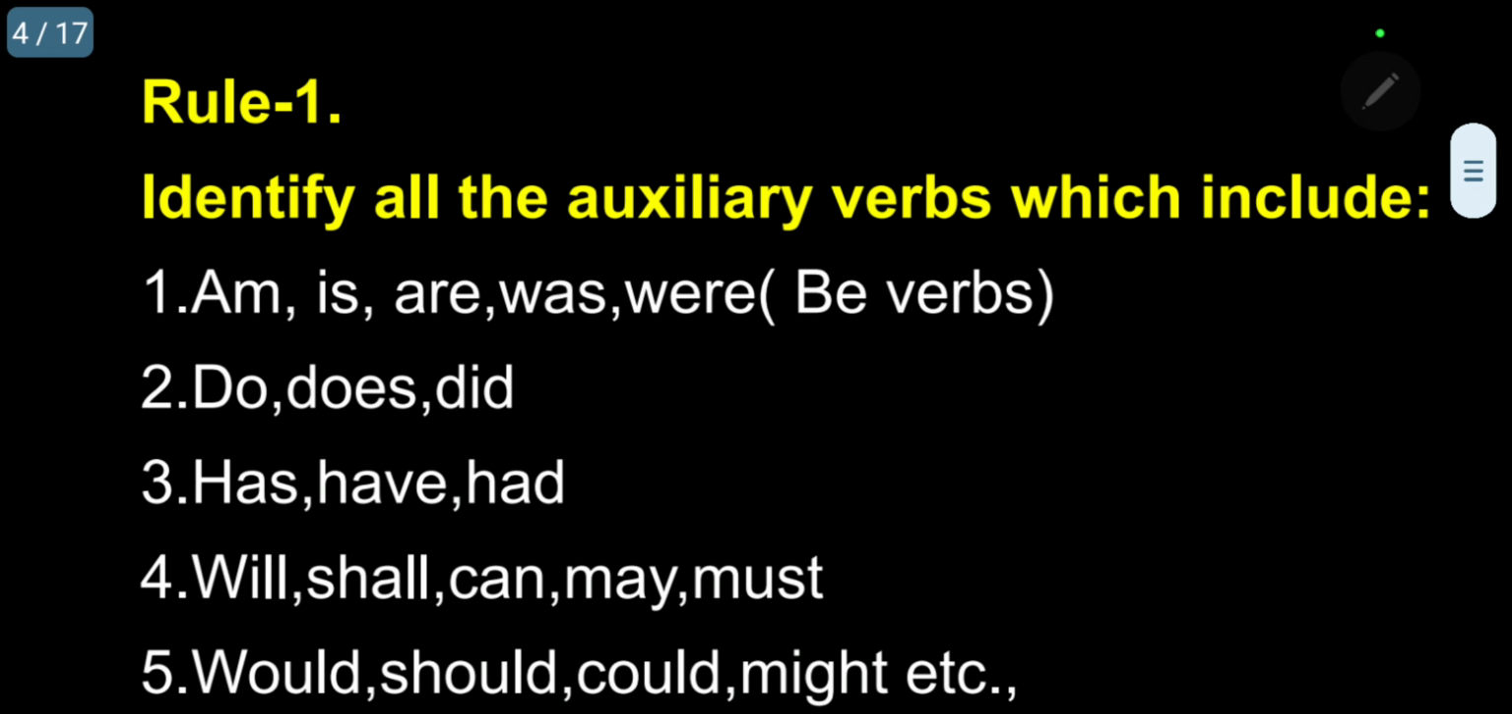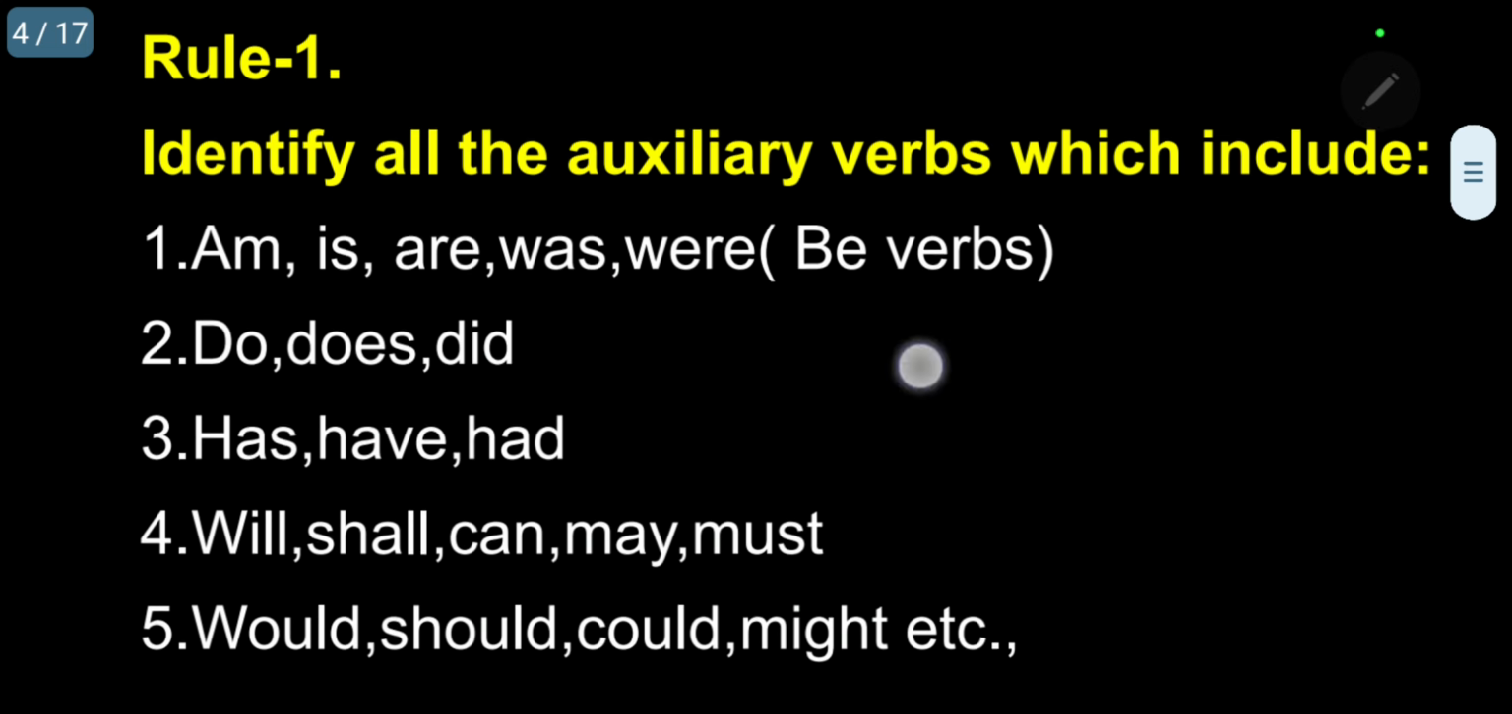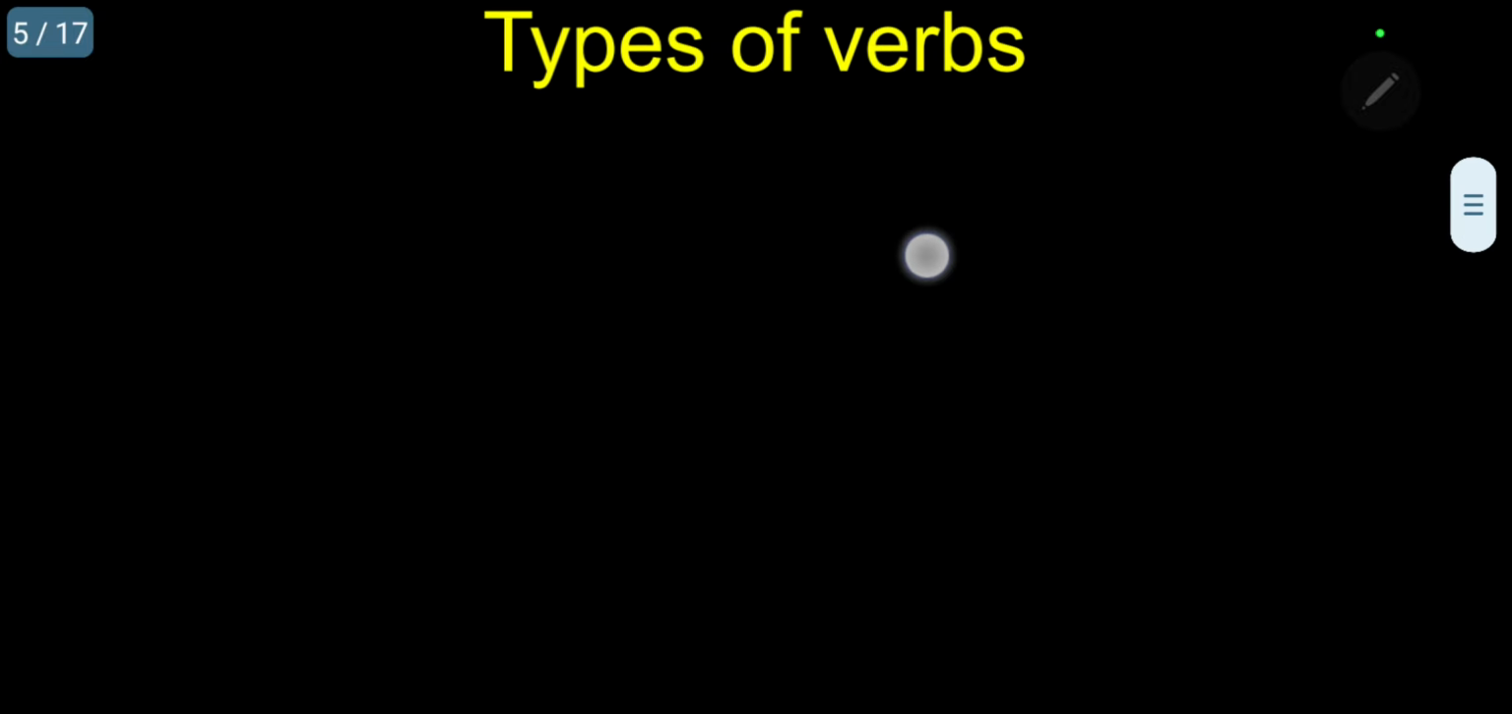Number 1, identify all the auxiliary verbs. Verb means in Tamil Vinai. So here I have given 5 auxiliary verbs. Before entering into these rules, let me give some introduction regarding verbs and types of verbs so that it will be useful for you to understand.